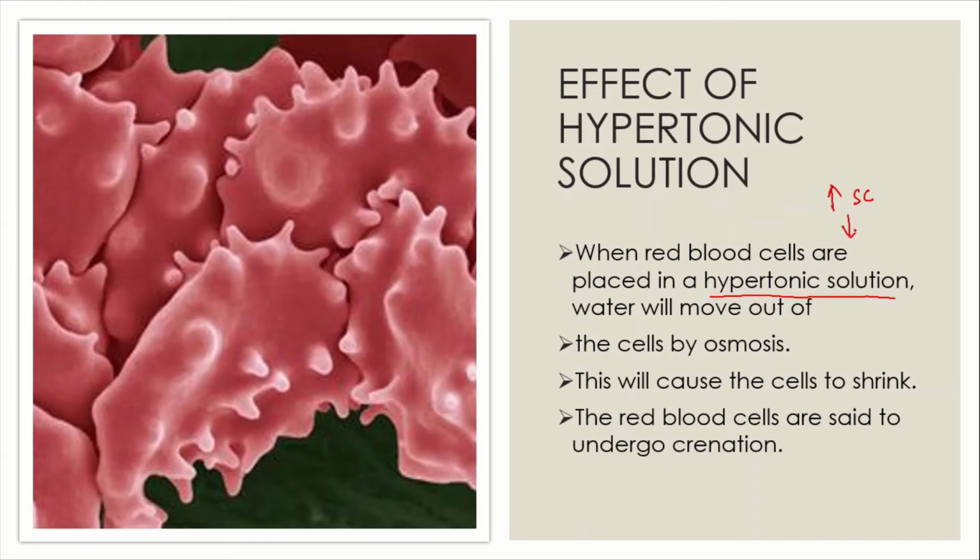Compared to red blood cell, red blood cell has high water potential and low solute concentration. So, the water will move out of the cell by osmosis. This will cause the cell to shrink, kecut. The red blood cell is said to undergo crenation. Kamu kena ingat tau, dia punya proses ni.